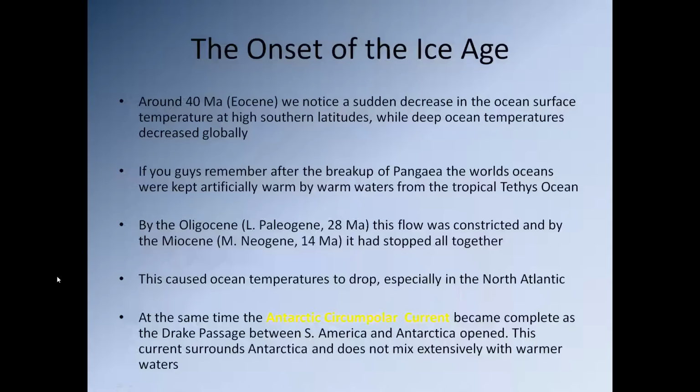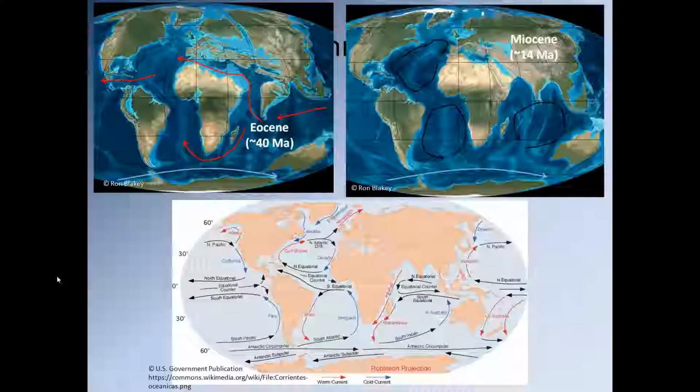So what happens is by the Oligocene, that's the late Paleogene, about 28 million years ago, we see this flow was constricted, and by the Miocene, 14 million years ago, it stopped altogether. So what's actually happening? This diagram is going to demonstrate what's happening. So here's the situation around 40 million years ago.